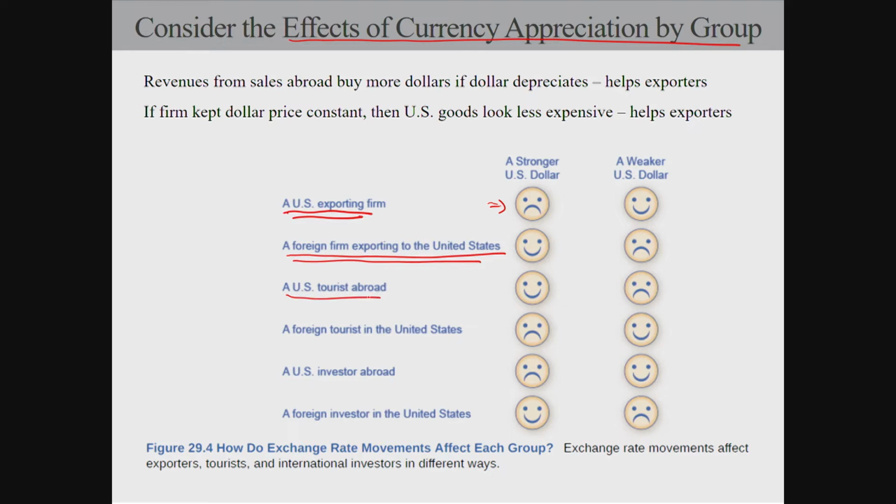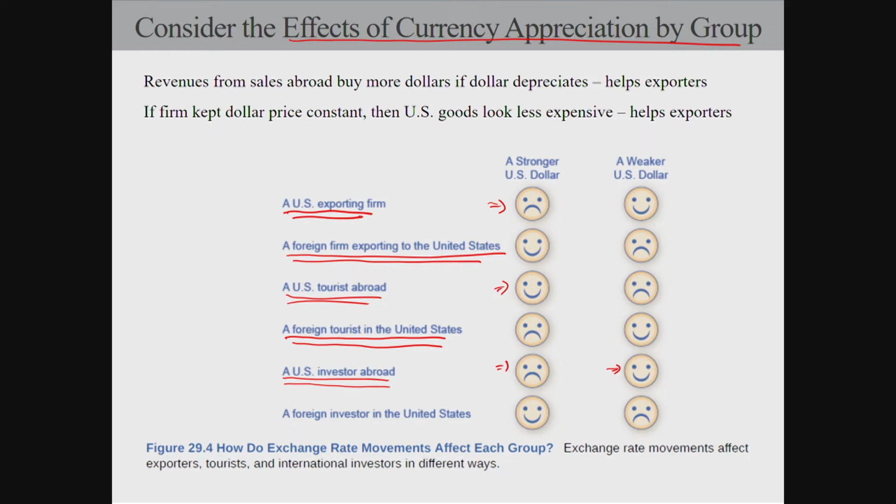Similarly, if you're a US tourist, you do like a stronger dollar, because you can buy, let's say, more Mexican pesos if you're going to Mexico as the dollar appreciates, whereas the opposite is true for a foreign tourist in the US. If the dollar is appreciating, it's going to require more of their currency to buy each dollar. And then finally, for the reasons that I just showed, a US investor abroad is going to like a weaker US dollar, in that example that I gave, and not so much like a stronger dollar.